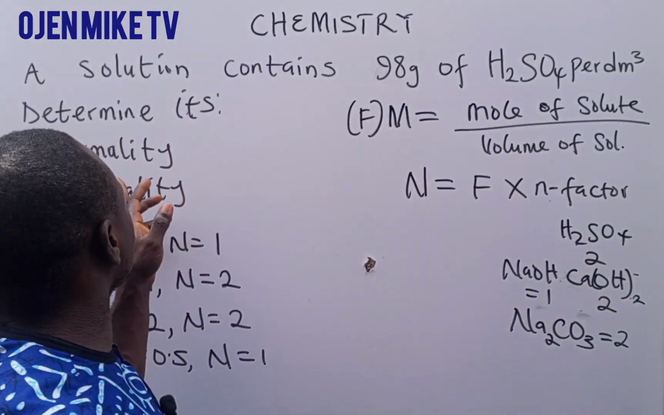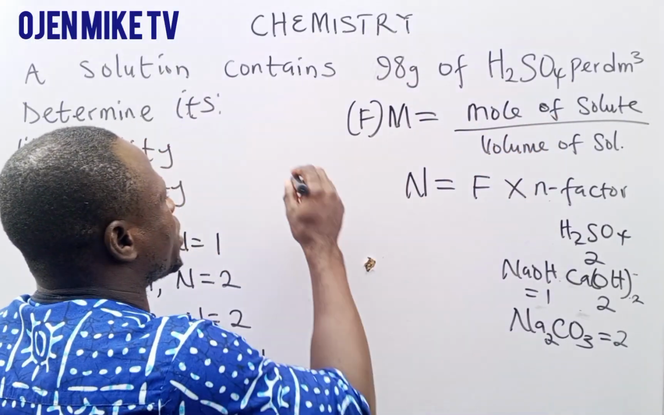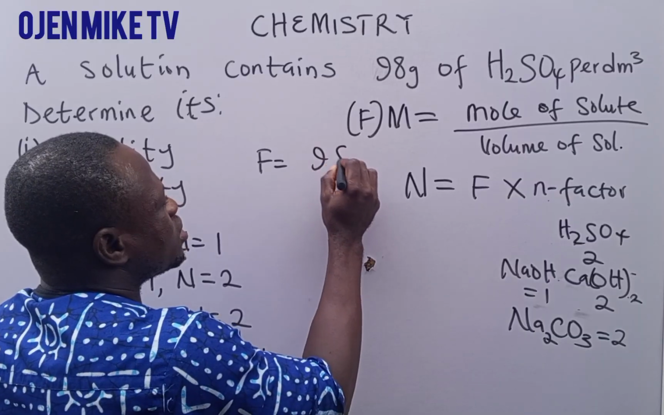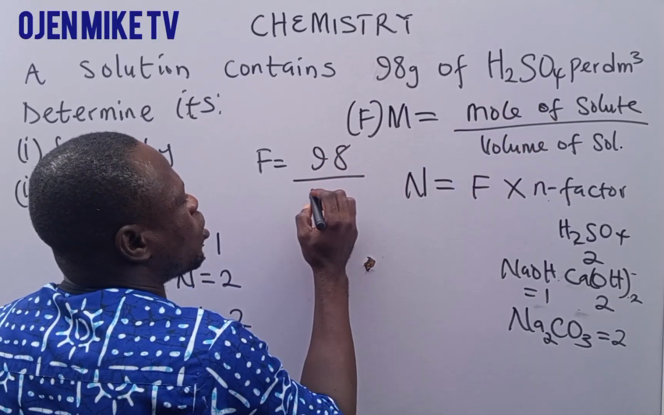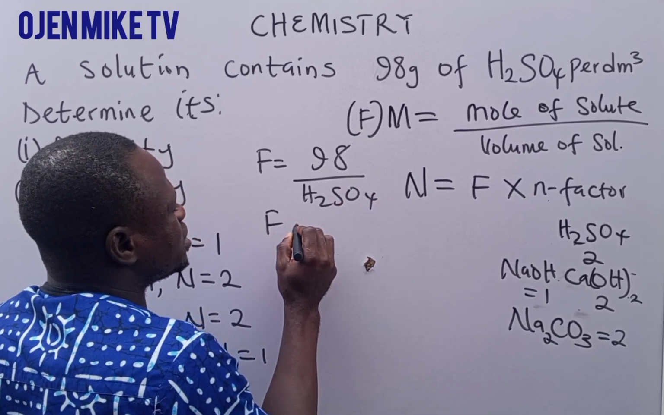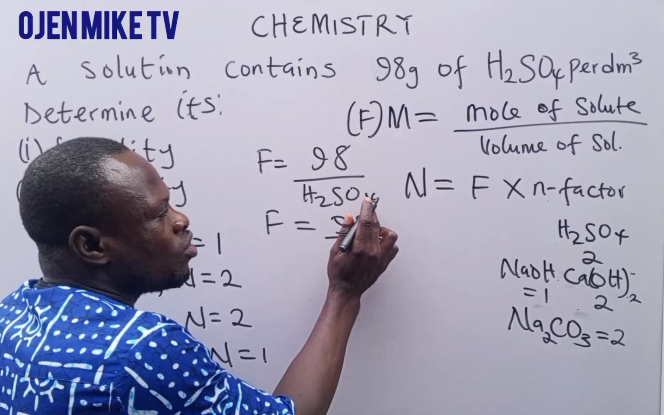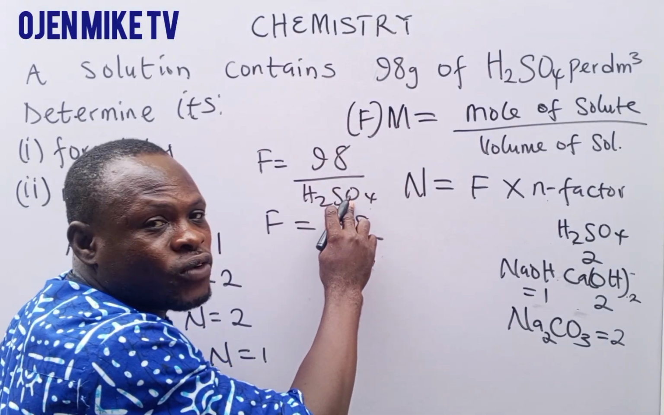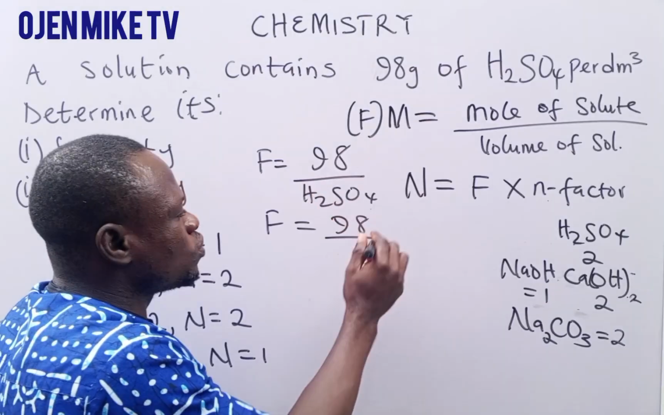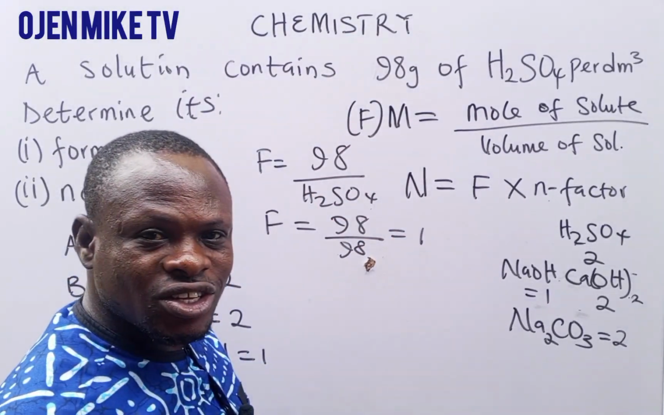In this question, we are going to find the formality. Formality is the mole. For you to determine the mole of this one, formality is equal to 98 over the molar mass of H2SO4. 98 divided by, 4 times 16 gives us 64, plus 32, plus 2, gives us 98. So formality is equal to 1. Do you get that?